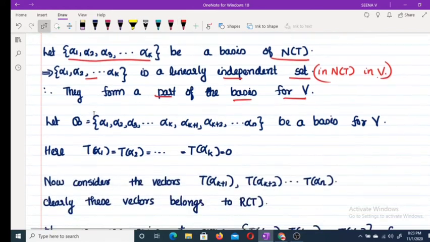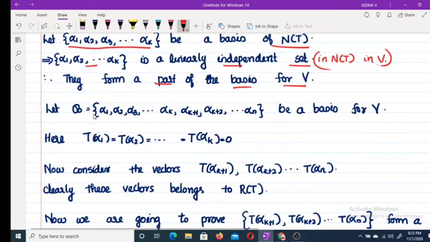Okay. Therefore, if you take some B equal to alpha 1, alpha 2, etc., alpha k, alpha k plus 1, etc., alpha n, let it be a basis for V containing these elements. Clear? These form a part of a basis for V. That means we have a basis consisting of alpha 1, alpha 2, etc., alpha k. Let it be this B. Okay. Now, these elements are elements of N of T. That means these are a basis for N of T.